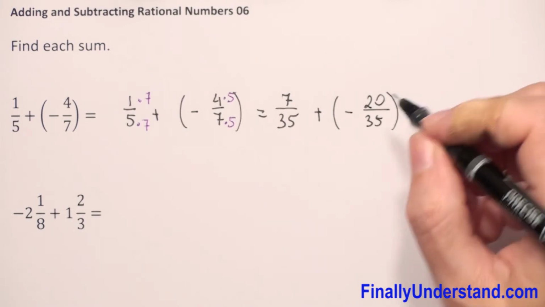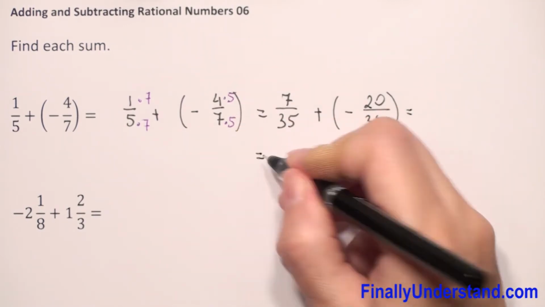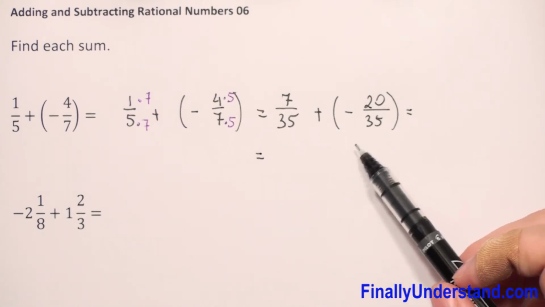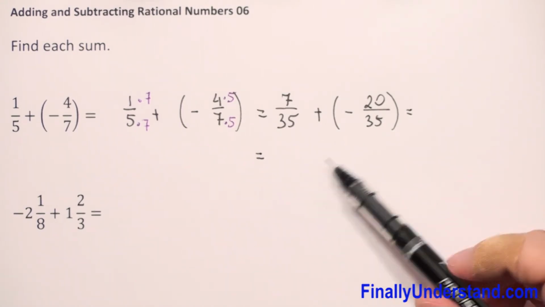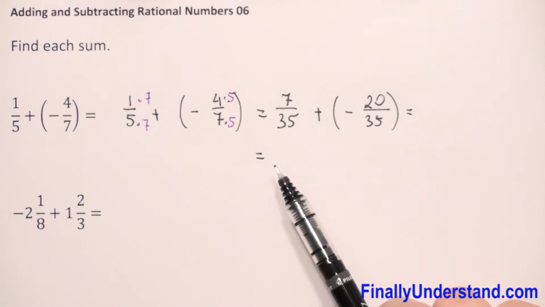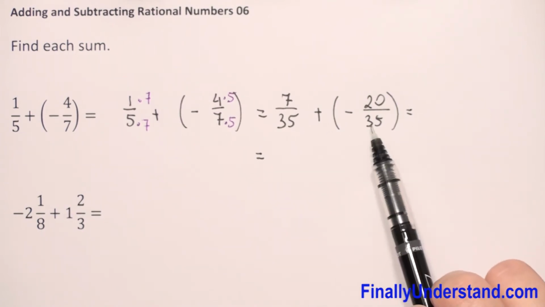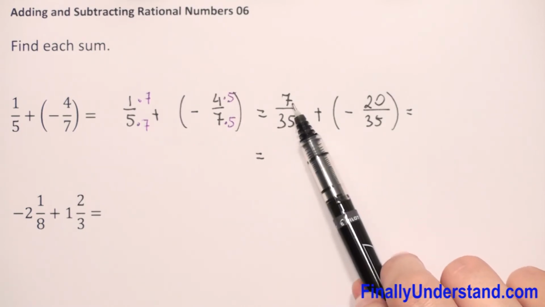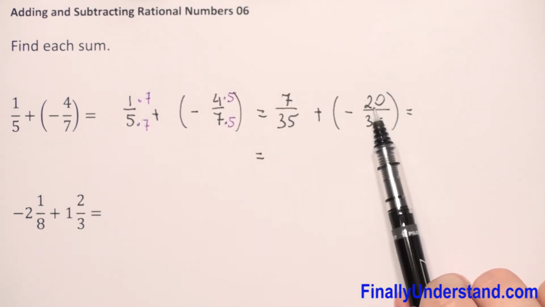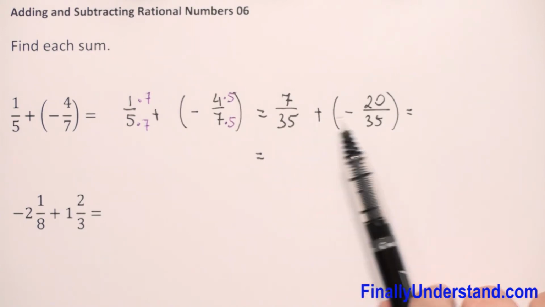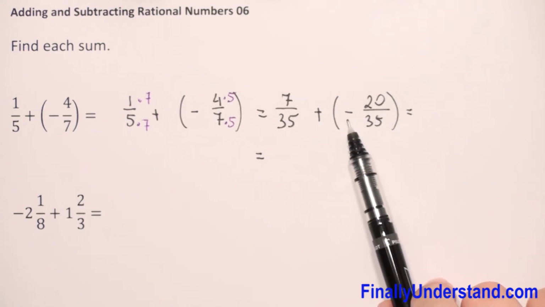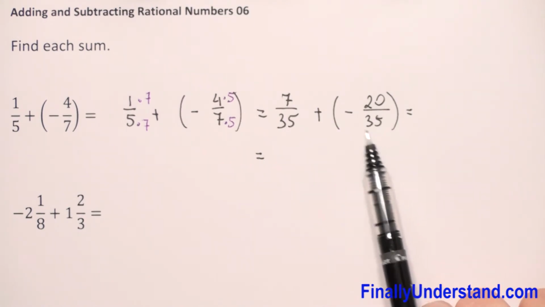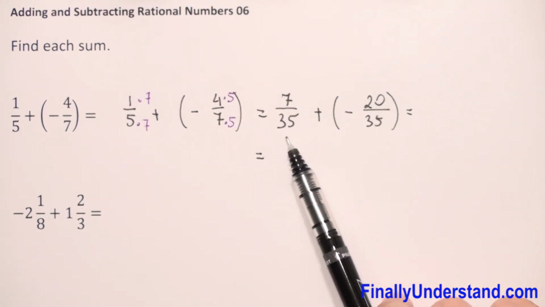And now when we have the same denominator, to add these two numbers, we have to check first which of them is greater, because one is positive, one negative. So the same denominator, so we compare only numerators. We have 7 and 20. 20 is greater than 7. We forget about the negative sign. We compare only the numbers. So 20 over 35 is greater than 7 over 35.